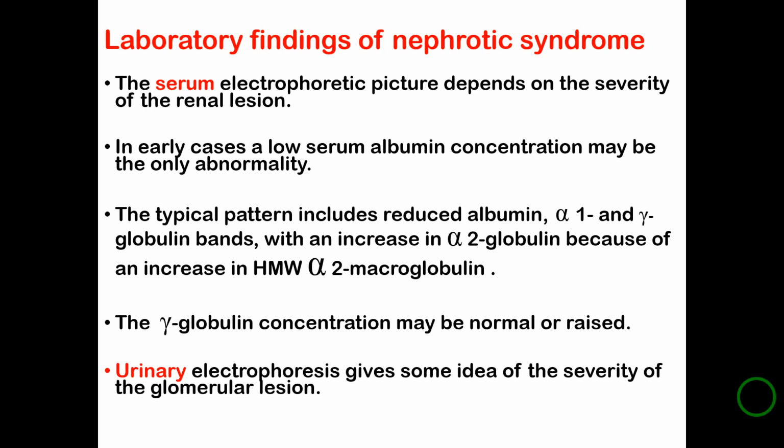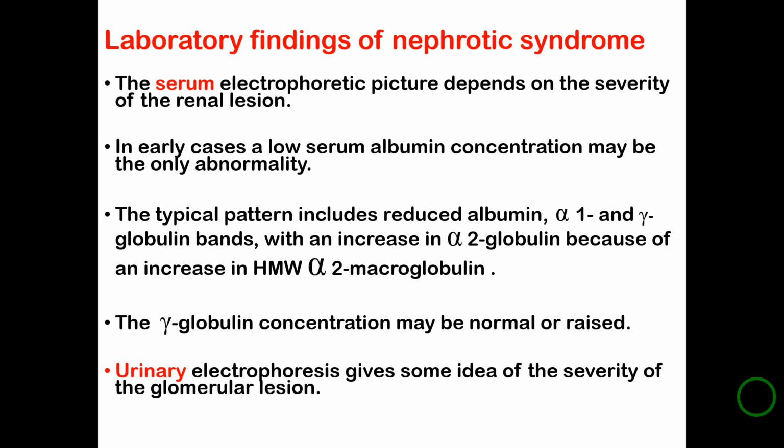If we do electrophoresis to these patients in the serum and in the urine, we can see the pattern of the change that occurs in this disease. What is electrophoresis? I will remind you about it. It is an easy, inexpensive method of separating protein. This separation depends on the charge of the protein, on the size of the protein, and on the shape.